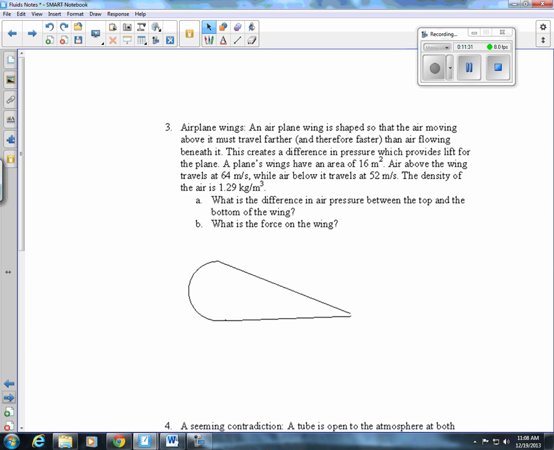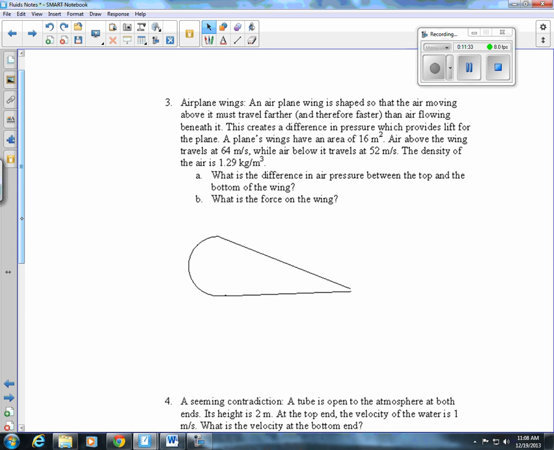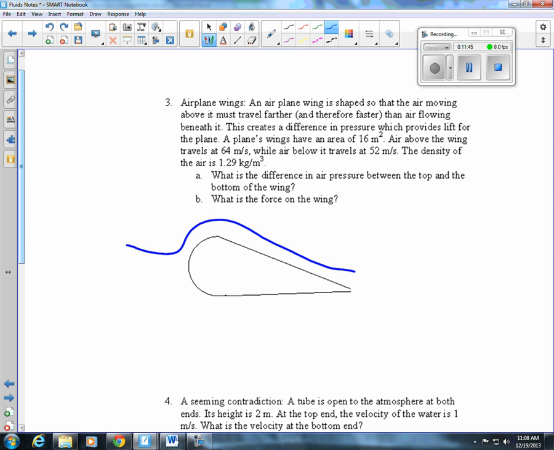The next page, we have another example. This is how airplanes create lift. So an airplane wing is shaped so the air flowing above it must travel farther and therefore faster. So if I think of it, the air over here is going like this. On this side, it's covering less distance, so it has to go faster on top. But it's going faster.